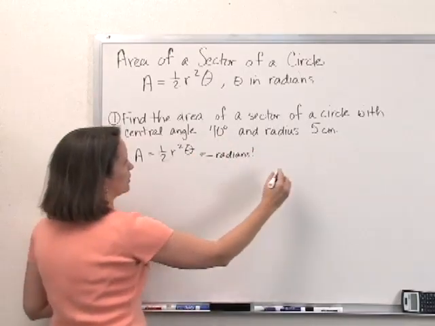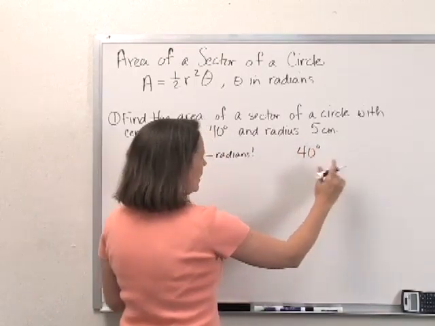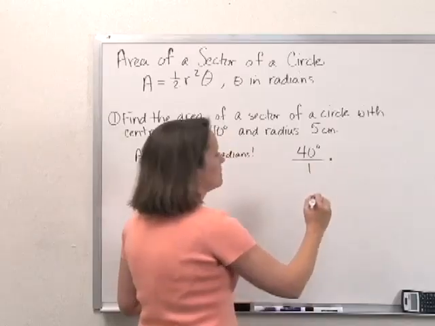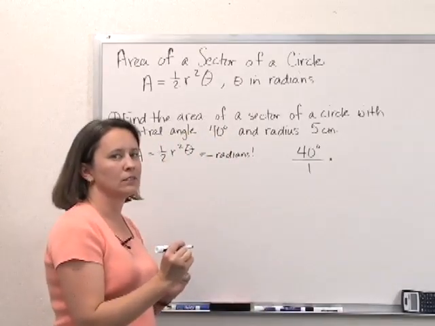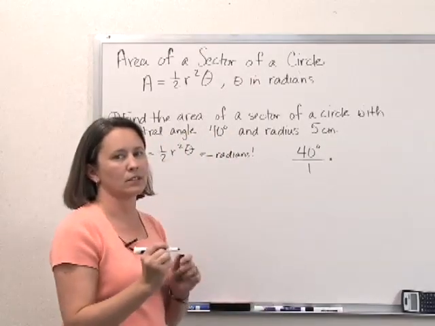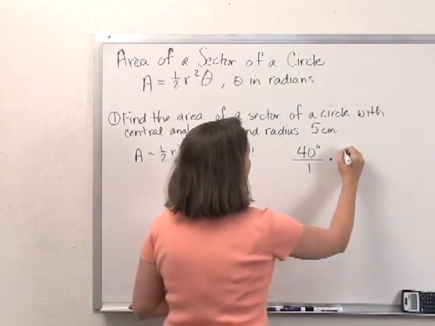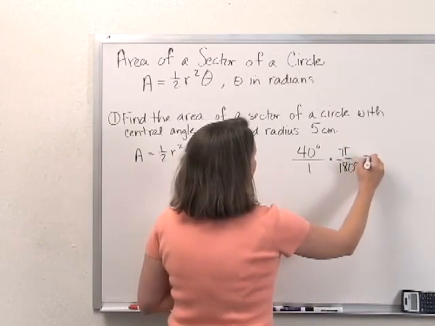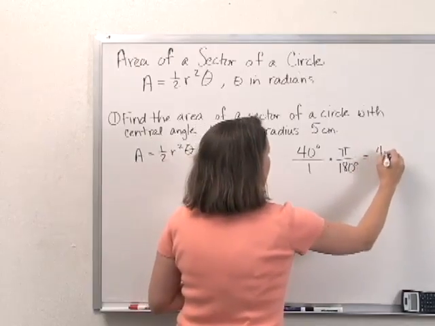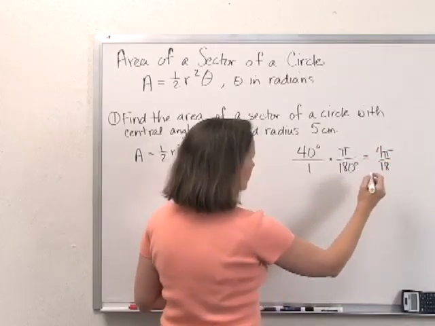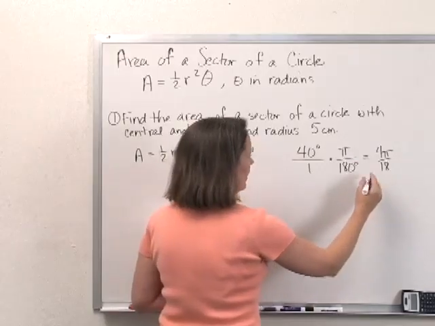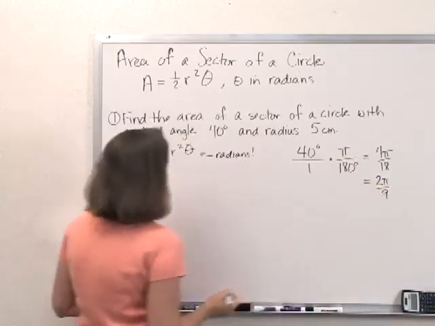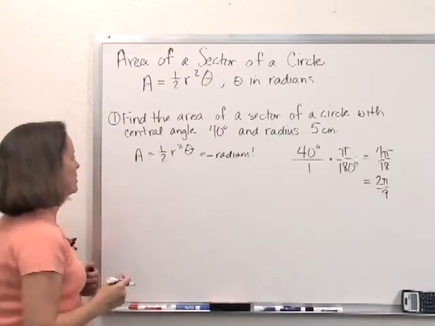So we're going to take our 40 degrees and, to the side here, convert that to radians. How do we convert? Pi radians is 180 degrees. So we're going to multiply this by pi over 180 degrees. And for now, we're just going to reduce that to lowest terms and keep it as an exact value. I can go a little bit further. That's really 2 pi over 9. Okay? Now we're ready to substitute.